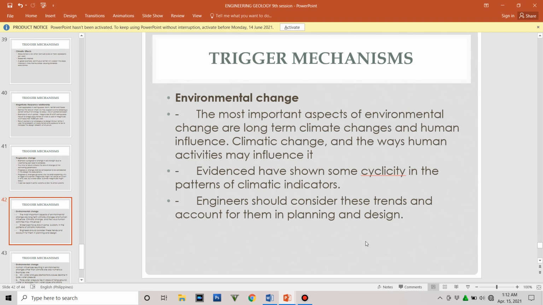Then we have here environmental change. So the most important aspects of environmental change are long-term climate changes and human influence, climatic change, and the ways human activities may influence it. Evidences have shown some cyclicity in the patterns of climatic indicators, so engineers should consider these trends and account them in planning and design.